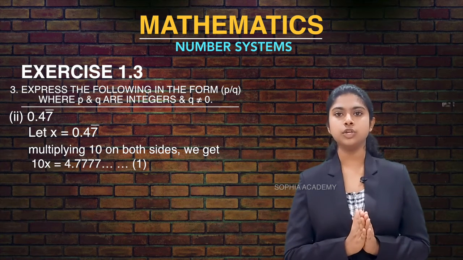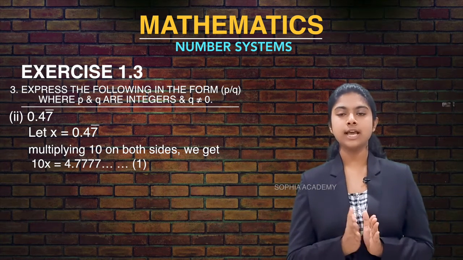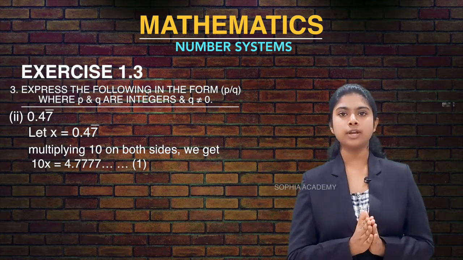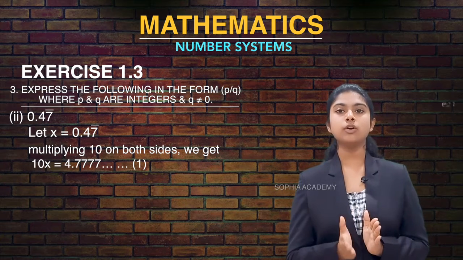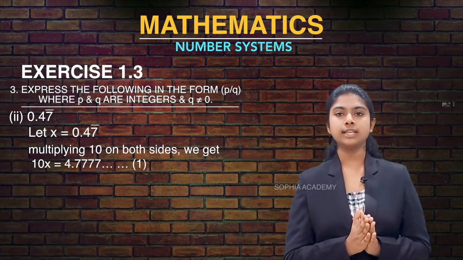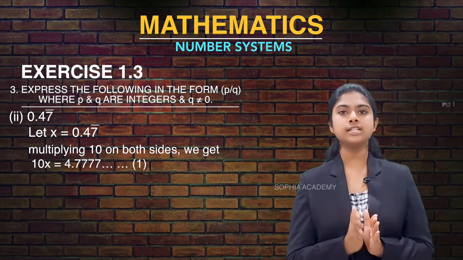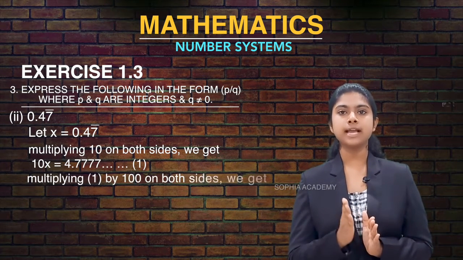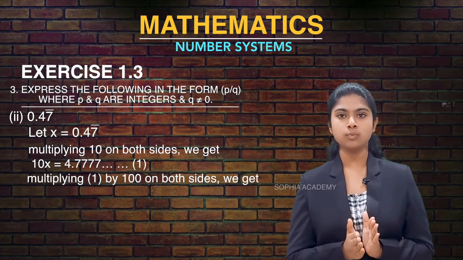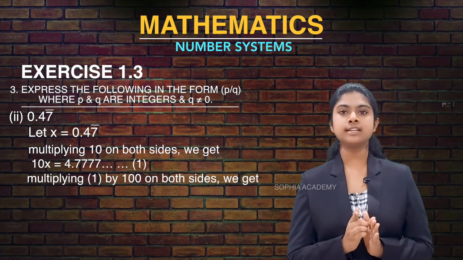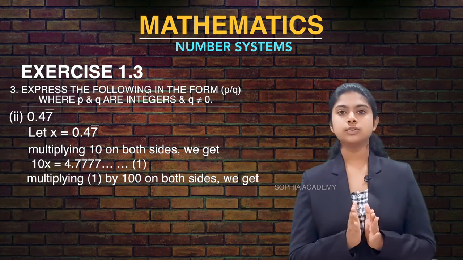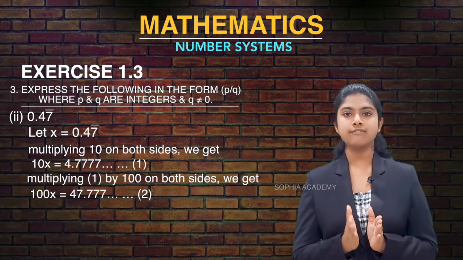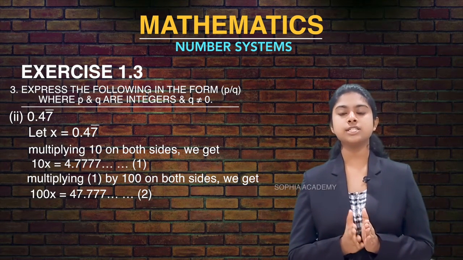And now we are going to continue as we did in the first question. That is, since there is only one number repeating after the decimal point, again we are going to multiply by 10 on both sides. So let us name 10x is equal to 4.7 bar as equation 1. Now we are going to multiply by 10 on both sides of equation 1, since there is only one digit repeating after the decimal point. So now it becomes 100x is equal to 47.7 bar. Let us name it as equation number 2.